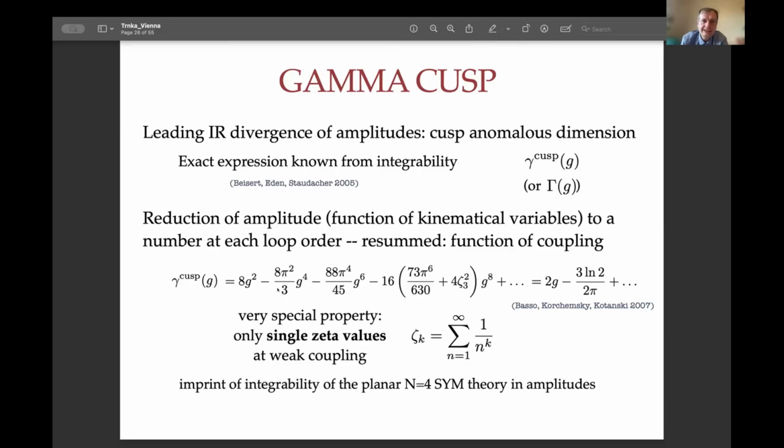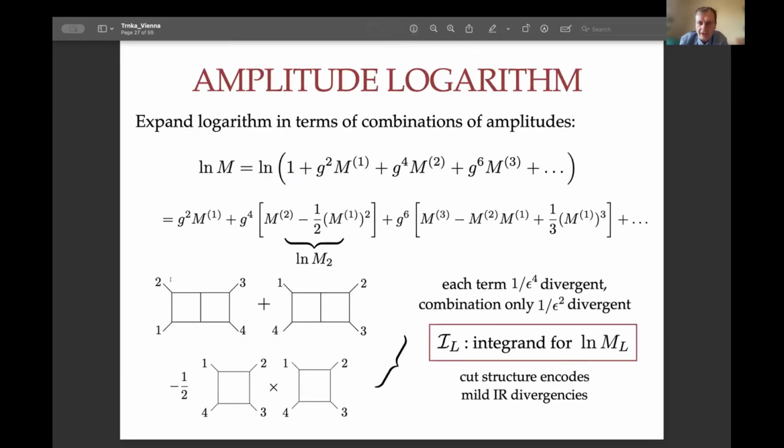Now, this is where the integrability of N equals 4 from the Beisert-Eden-Staudacher equation kind of enters the amplitudes, because they predicted this function for any value of coupling, and this seems to play a role as the leading IR divergence of the amplitudes in this theory. So we will get back to this, because this will be the final thing we would like to calculate using these negative geometries and do some comparisons. So let's go back to the amplitude logarithm.